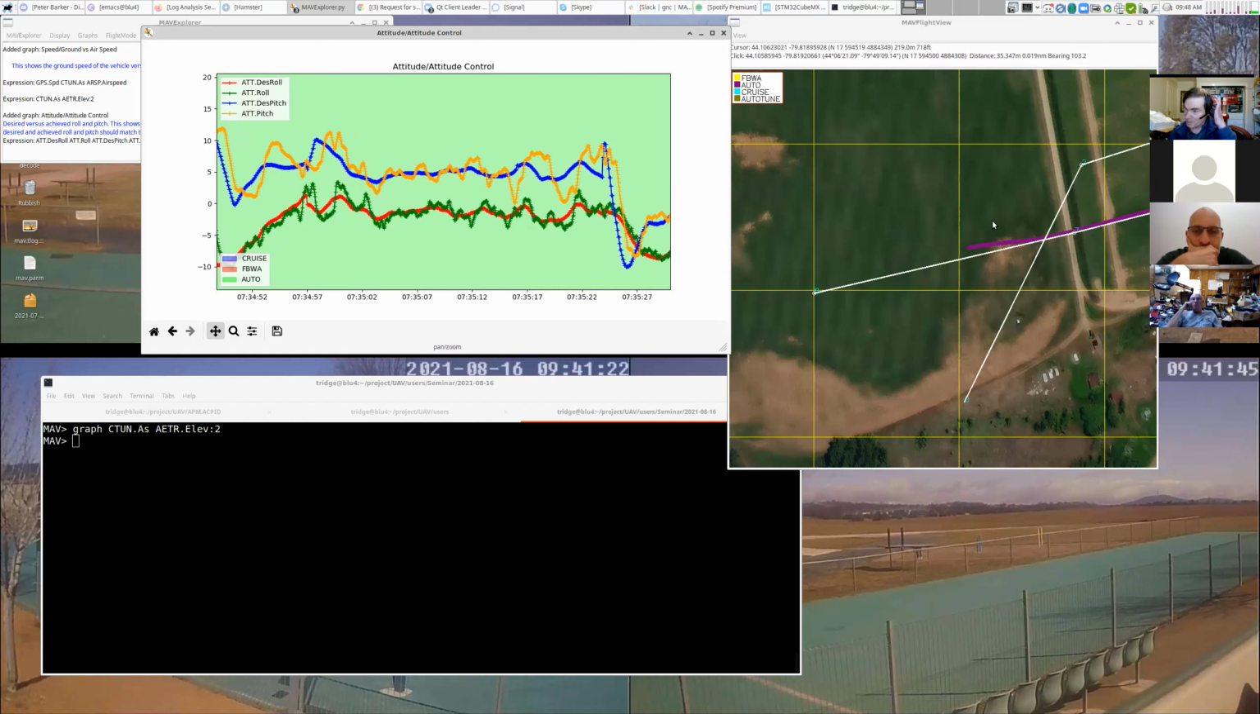So let's get people to have some guesses. What happens when you enter the final waypoint? What happens on an aircraft? Any guesses?